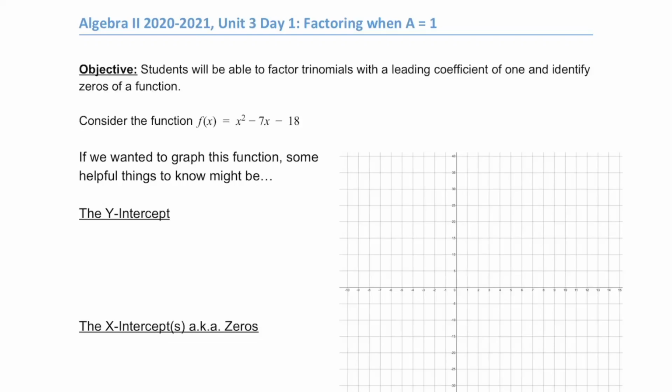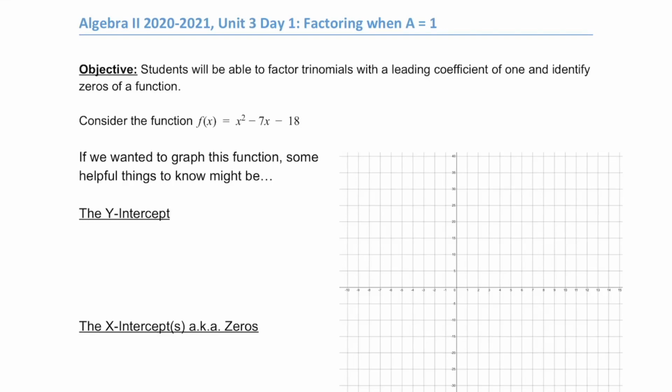Unit 3, Day 1, factoring when a equals 1. The objective for today is to be able to factor trinomials with a leading coefficient of 1 and identify the zeros of a function. And so we're going to start out, we're going to think about this function f of x equals x squared minus 7x minus 18.